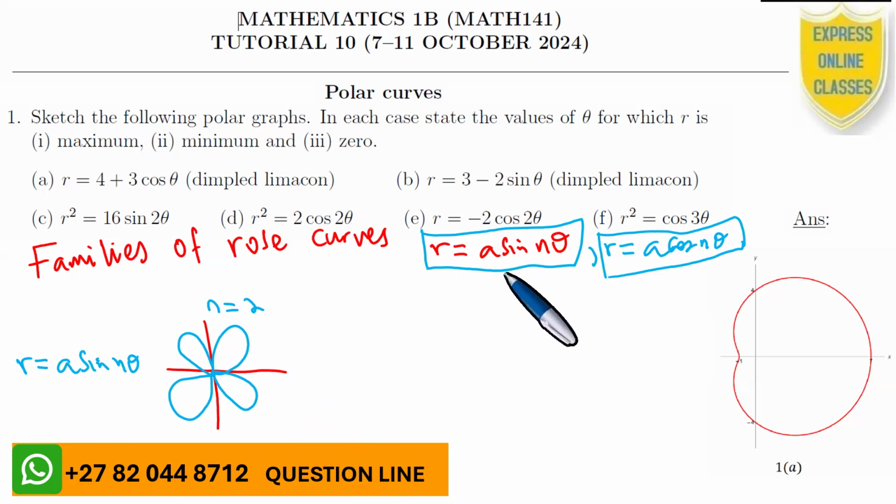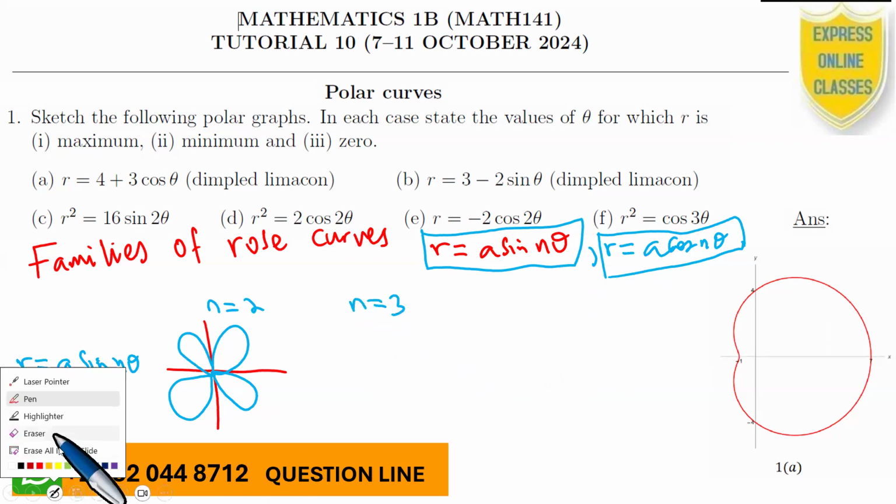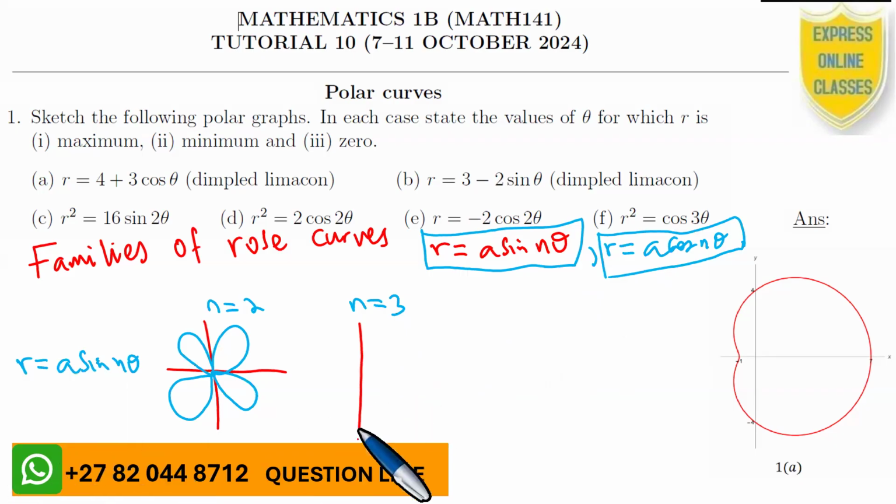So these curves of a sine n theta and a cosine n theta, all of them are roses. But when n equals 3, it becomes a different rose, but of course a rose. So now you'd have some rose petals. You'd have a rose here, another rose here, and then another rose here. Then n equals 4.